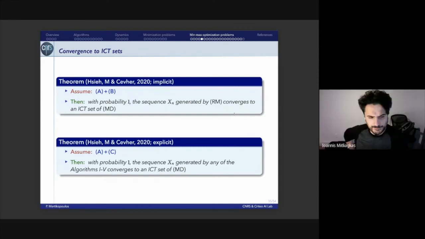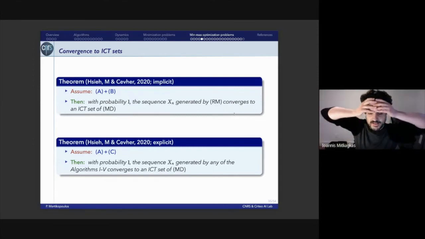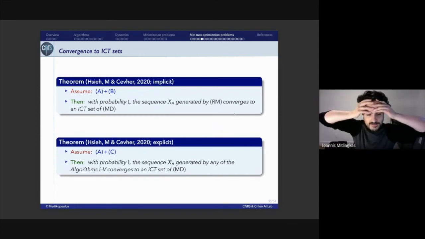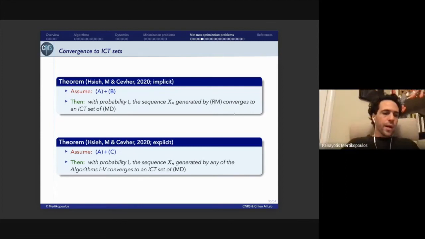Can you repeat a simple definition for ICT sets? All right. An ICT set is invariant and it doesn't contain any proper attractors within it.